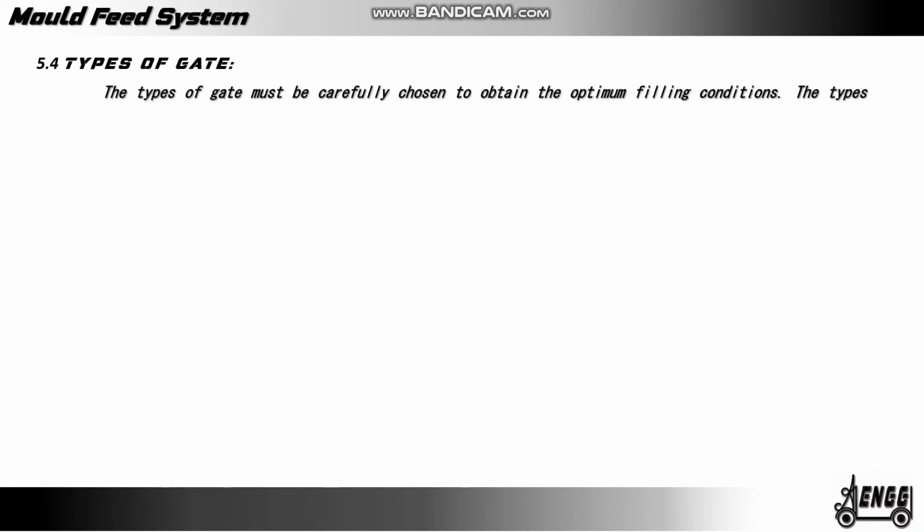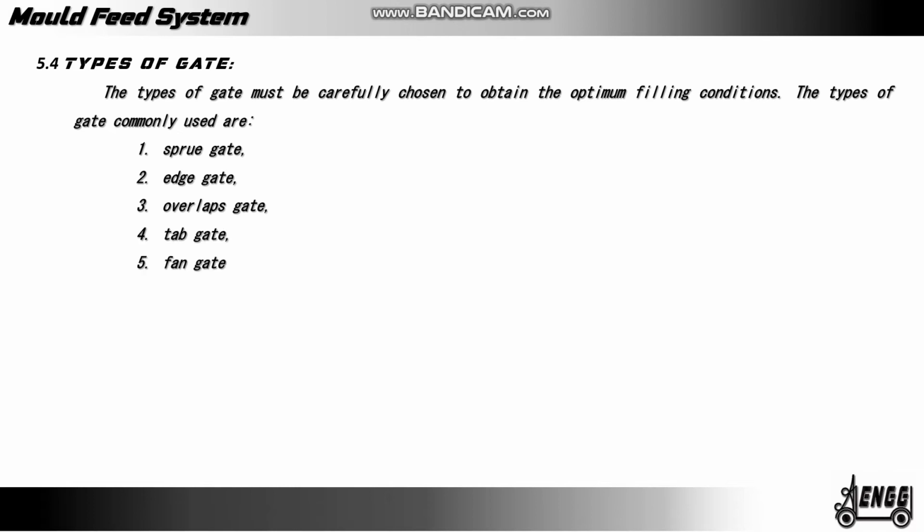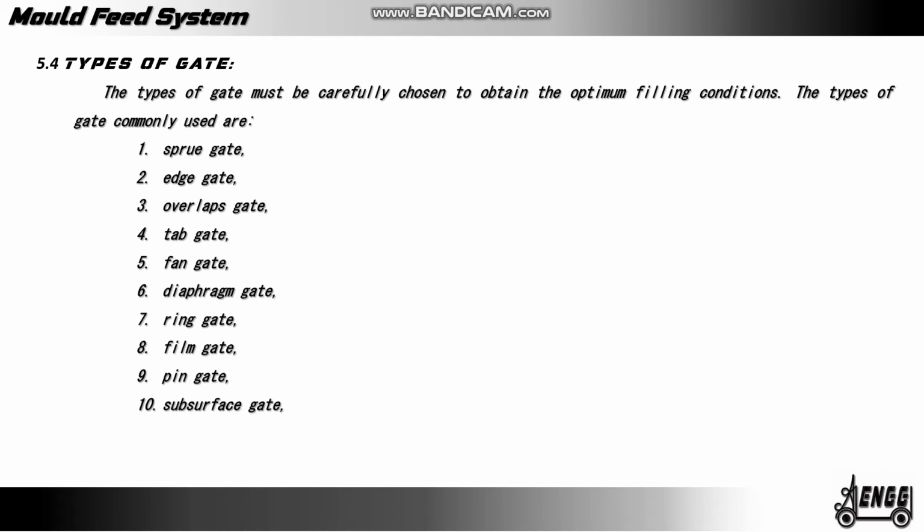Types of gate. Types of gate must be carefully chosen to obtain the optimum filling conditions. The types of gates commonly used are screw gate, edge gate, overlap gate, tap gate, fan gate, diaphragm gate, ring gate, film gate, subsurface gate, valve gate, and hot sprue gate.